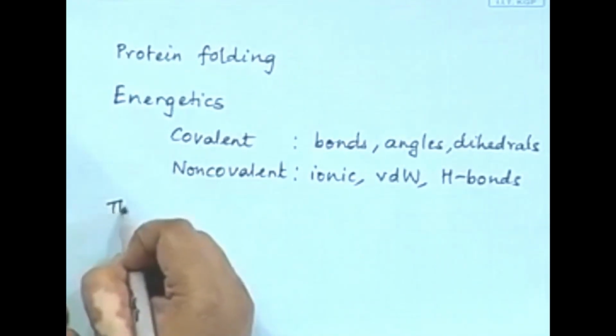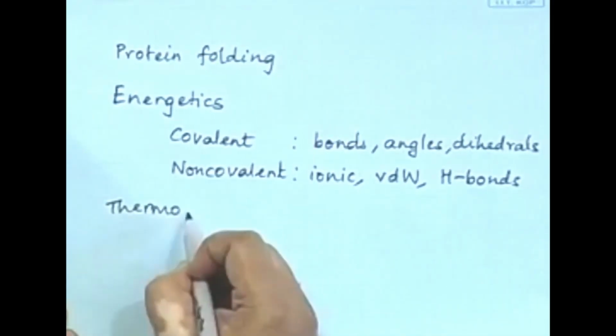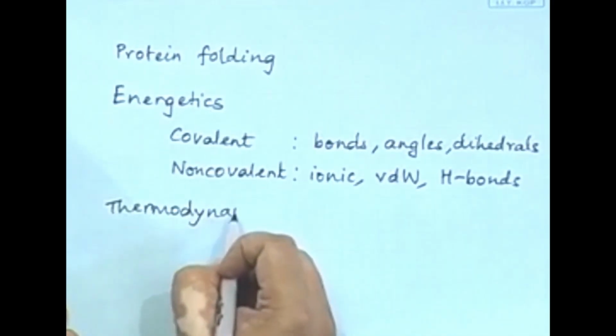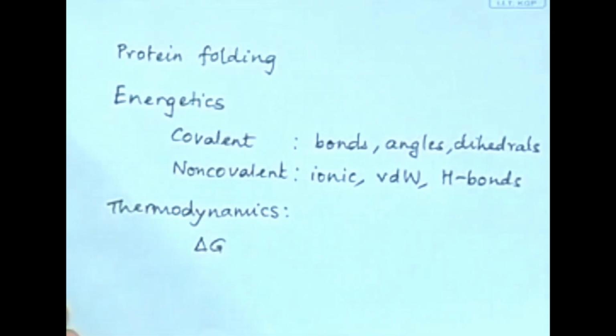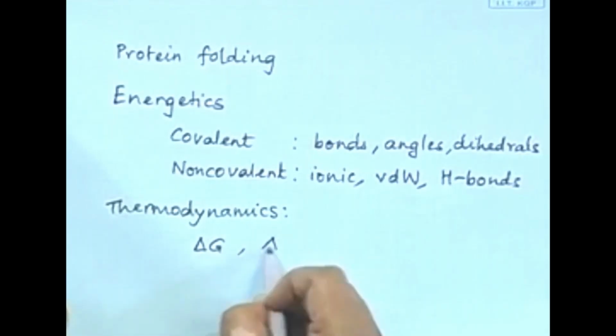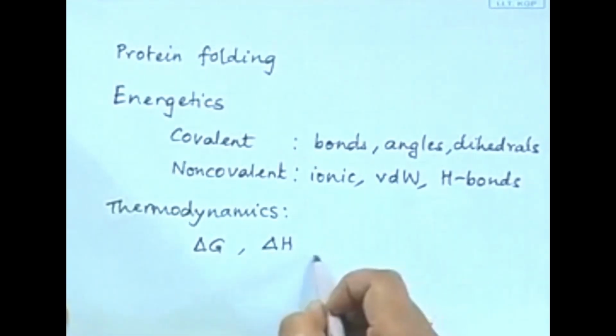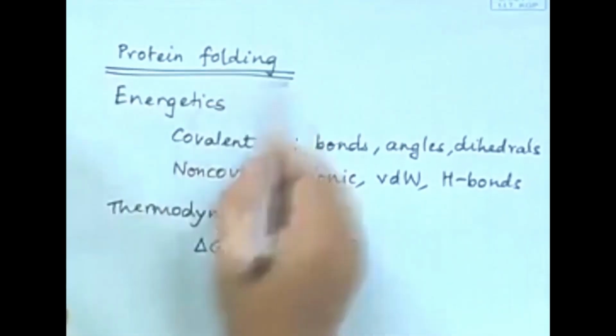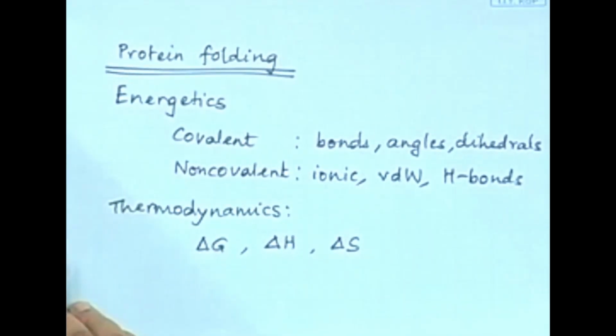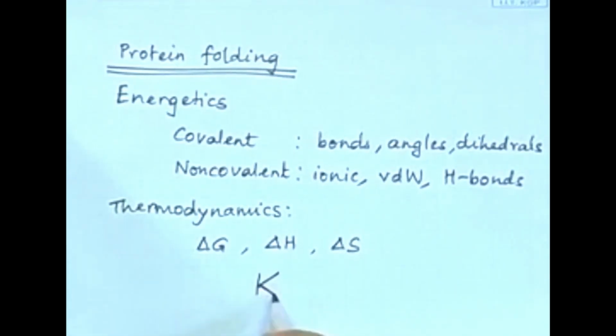Then when we consider the thermodynamics of protein folding, what do we have? We have a delta G associated with the folding. We have a delta H associated with it. We have a delta S associated with it. Okay, so all of these fall under the purview of protein folding, where we are considering the thermodynamics, the delta G, the delta H and the delta S, and we have an equilibrium consideration here as well.